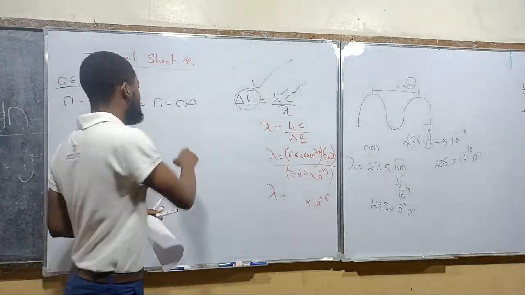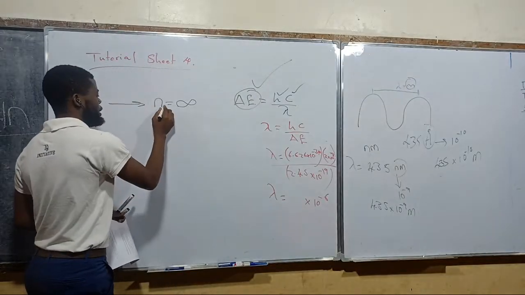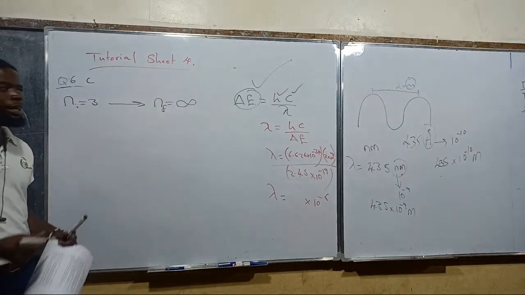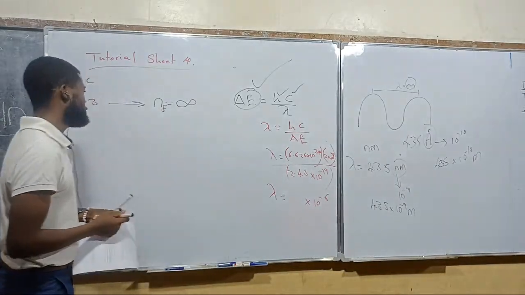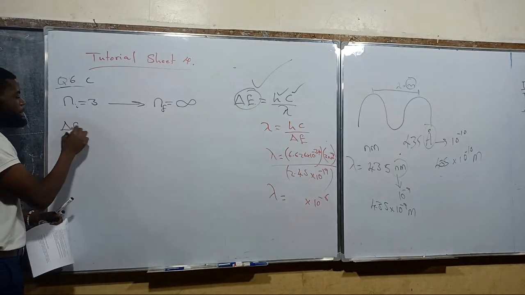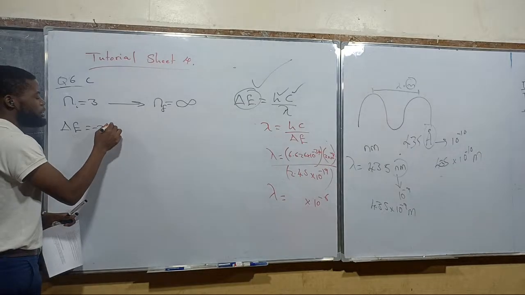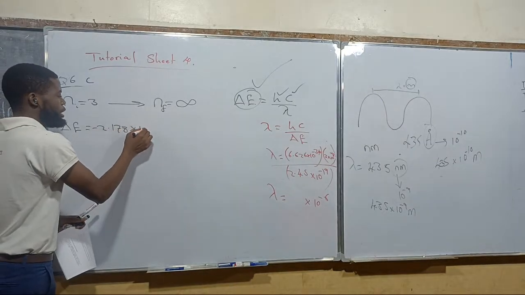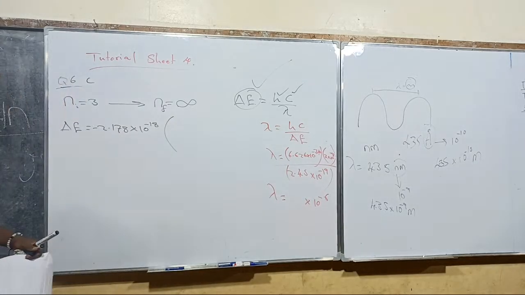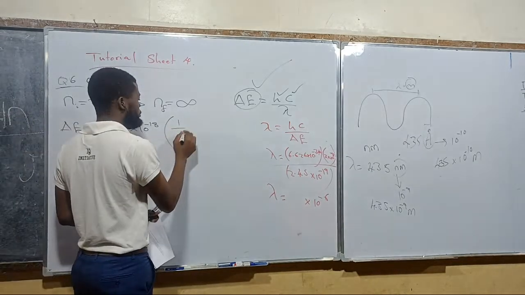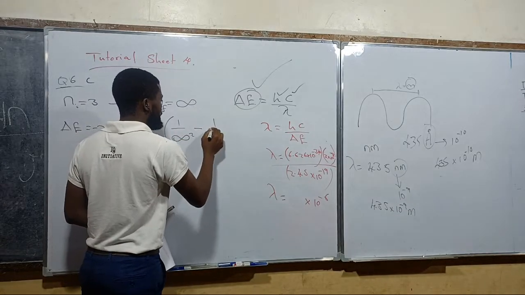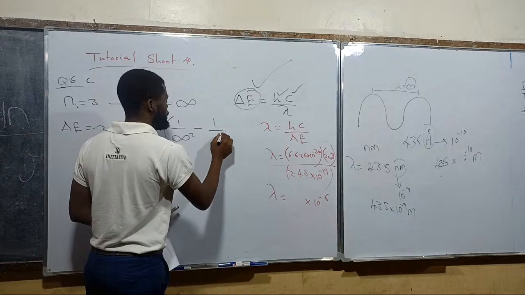So the only difference here is that n final is going to be 1. This time around it's infinity, and the initial is just 3. So as usual, automatically we get the value of the energy. Changing energy is equal to negative 2.178 times 10 to the power negative 18, open parentheses, the final is 1 over infinity squared minus the initial is 3 squared.